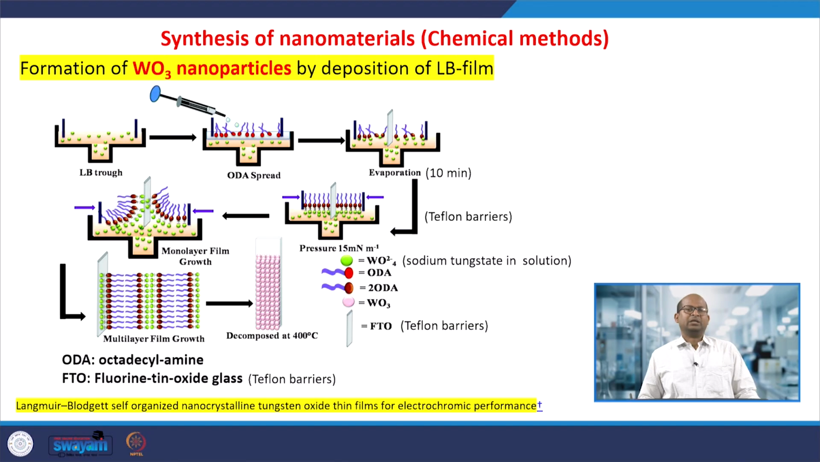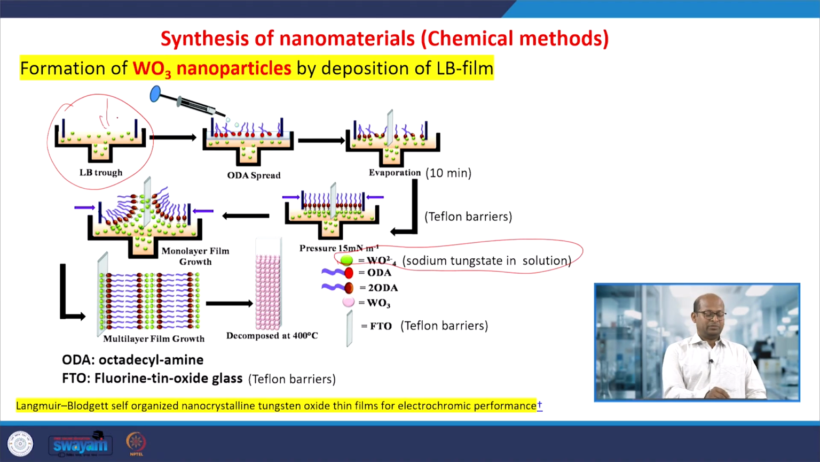Here a schematic diagram is shown of how the tungsten oxide nanoparticles can be formed by the LB film deposition method. Here chloroform was taken as the solution, ODA was dipped in, and this is the tungsten precursor that was dipped into the solution. The ODA is distributed, and then the substrate is dipped into it to make a particular LB type of film, and we can do it multiple times for multilayer formation.